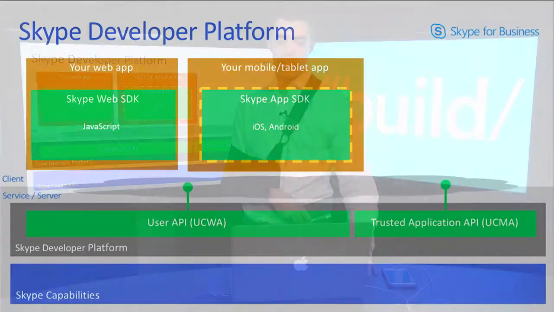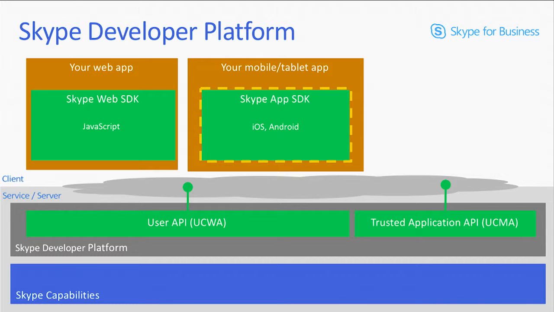Some of you may already be familiar with some of our developer platform already. So we have UCWA and our user API. These are the RESTful APIs you can use on Skype for Business Server and Skype for Business Online to integrate Skype functionality. We also have our Web SDK, which is our JavaScript SDK for integrating into your web applications. Today, we're announcing the sibling for that SDK, the App SDK, which will allow you to do exactly the same on iOS and Android.